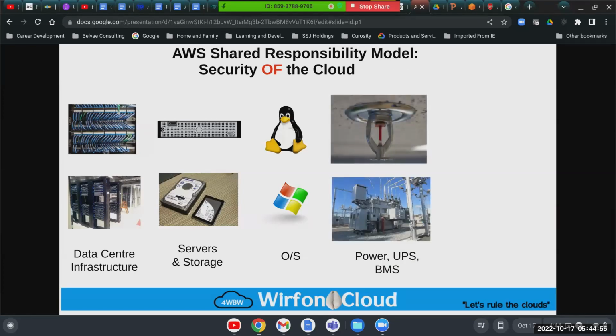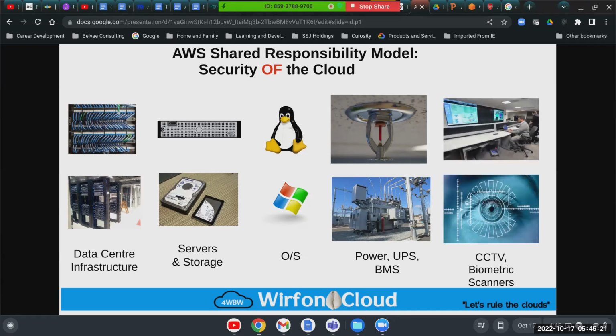Next element: the power, the uninterruptible power supply, the building management system, everything that will make that data center secure. So I have a sprinkler system there to cut out fires. There's a power provision there. AWS will make sure that that element is provided. They are responsible for that.